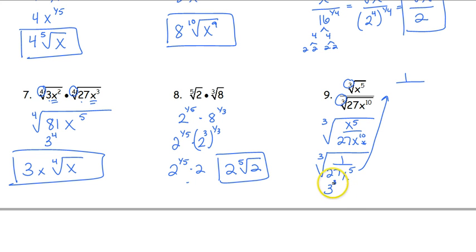27 can be rewritten as 3 to the third. We need 3 to go to the outside, so I have exactly 3. So 3 goes to the outside, no numbers left on the inside. We have 5 x's, we need 3 of them. So I can bring one group of x's to the outside. 5 minus 3 means we have 2 x's left over on the inside.